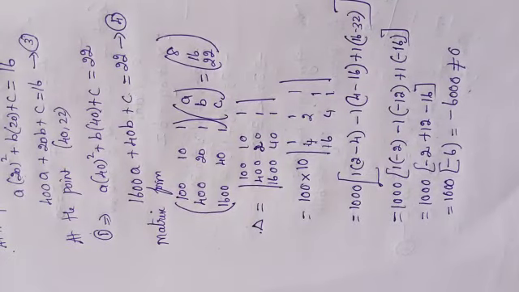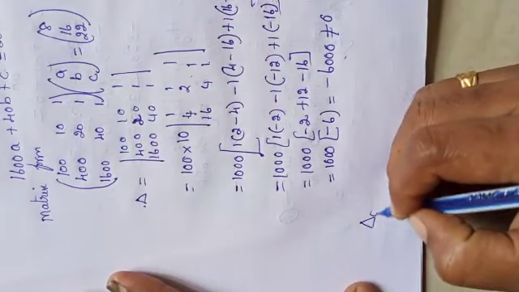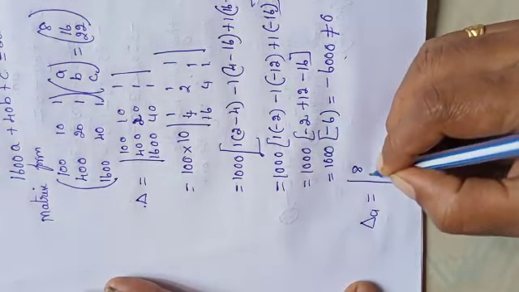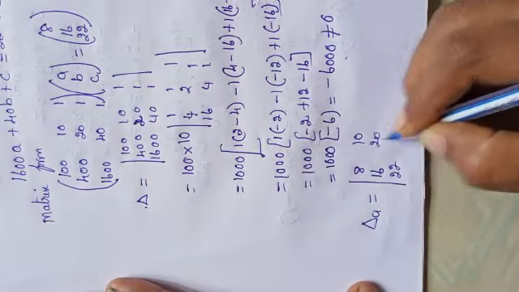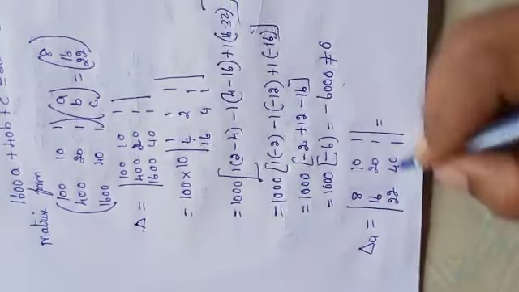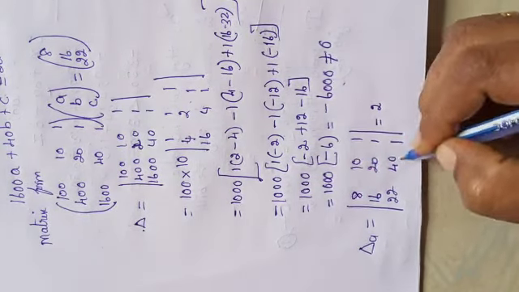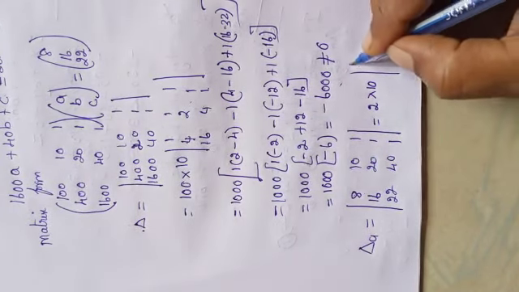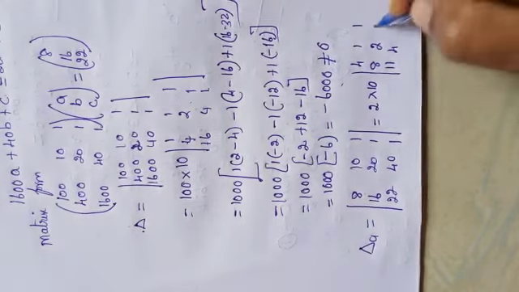So we can further find out the remaining values. So shall we find out delta A? Delta A means in place of the A coefficient we should give the constant value, that is 8, 16, 22. Remaining 10, 20, 40, 1, 1, 1. See here, any common values is there. In the first one 2 is common, and in the second column 10 is common. Remaining 4, 8, 11. 1, 2, 4, 1, 1, 1.